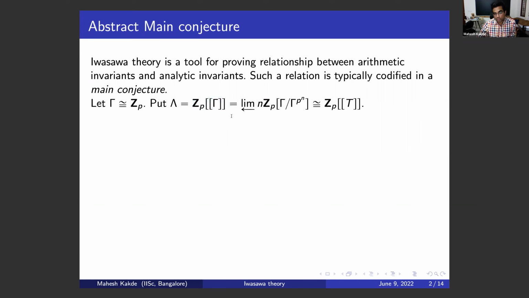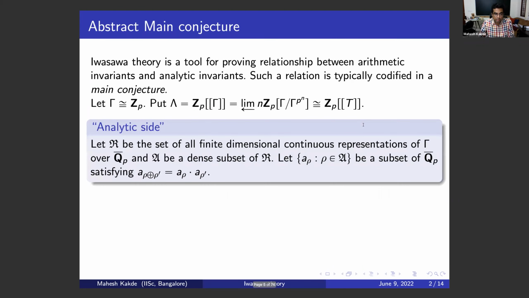This is the so-called Iwasawa algebra, lambda, and one can show that it's isomorphic to the power series ring in one variable over Z_p. This isomorphism is not canonical. It depends on the choice of a topological generator of gamma. Once you fix a topological generator, the map takes the topological generator to T plus 1. Okay, so that's the isomorphism. This is the most classical Iwasawa algebra that one looks at.